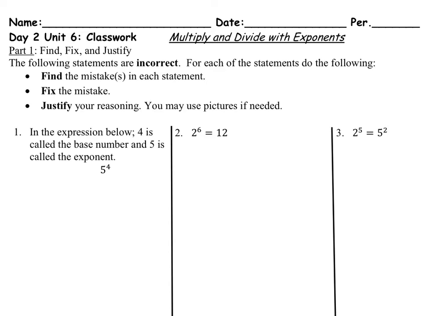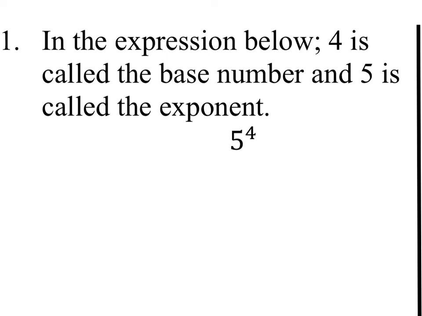So, for example, this first one: in the expression below, 4 is called the base, and 5 is called the exponent. Well, no, that's false. 5 right here would be the base, and 4 is the exponent, because this would be 5 times 5 times 5 times 5. That is the base, okay? So they got this wrong. It would be the base is 4, and the exponent is 5 right here. And these two are very different, even though they look very similar.